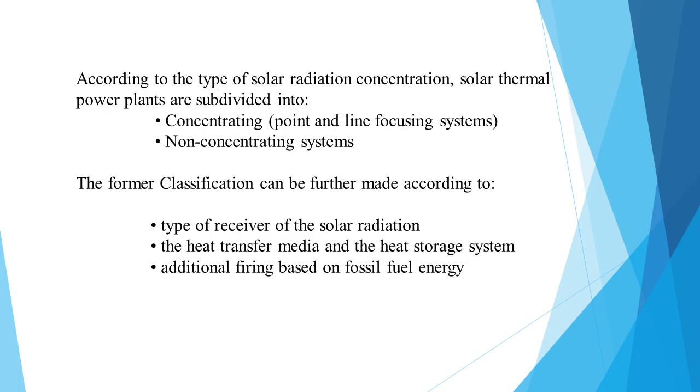According to the type of solar radiation concentration, solar thermal power plants are subdivided into concentrating, that is point and line focusing systems, and non-concentrating systems. The former classification can be further made according to the type of receiver of the solar radiation, the heat transfer media, the heat storage system, and additional firing based on fossil fuel energy.